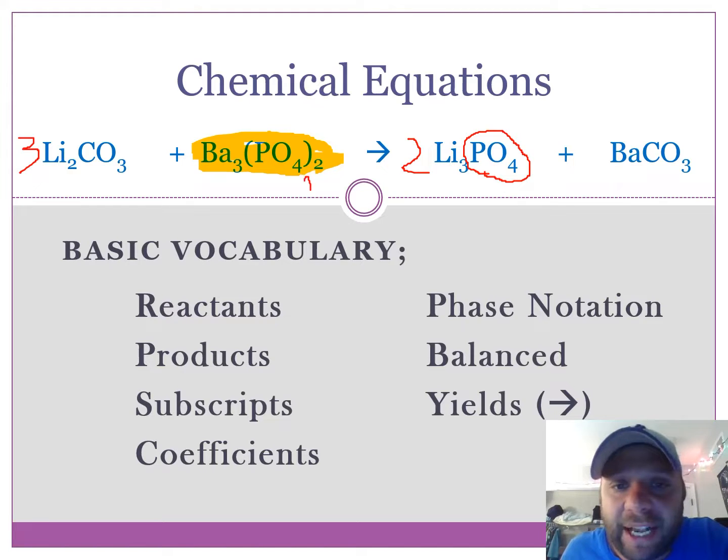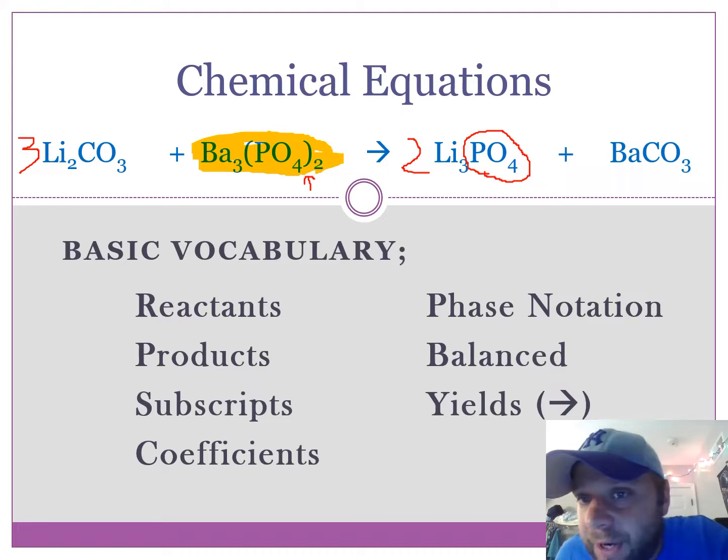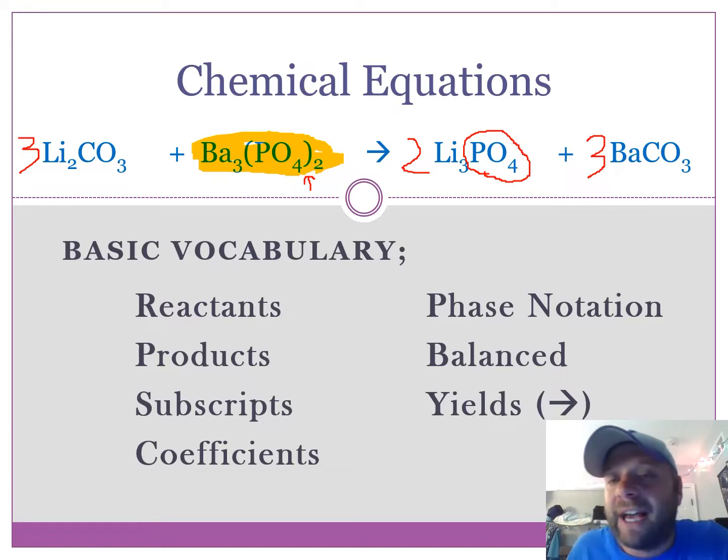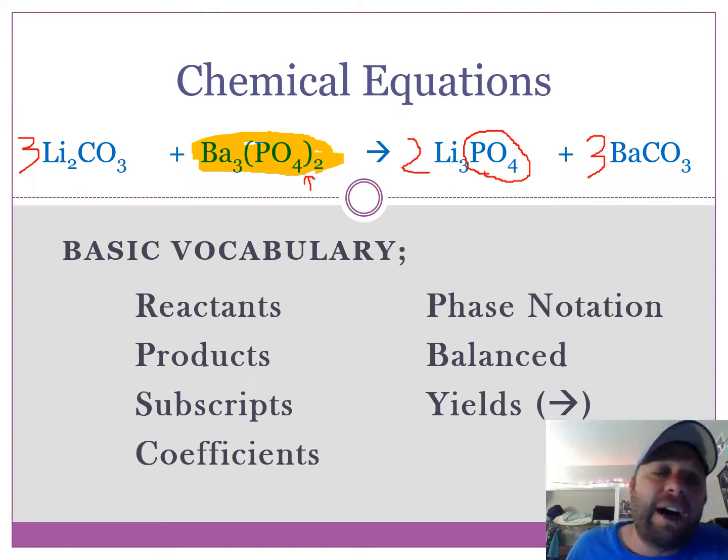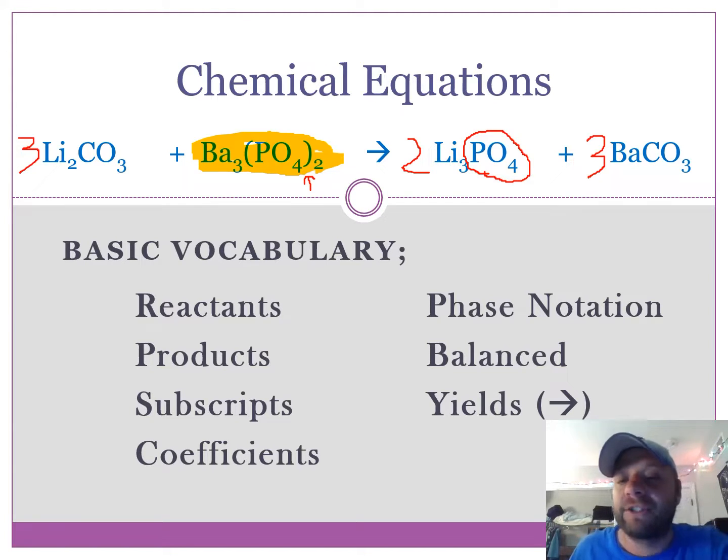Remember, that's a good sign when it already lines up ahead of time. That usually means you're doing something right. And now I've got 3 bariums, and I only have 1 on this side, so I put a 3 in front of it. Now that gives me 3 carbonates as well, and I already have those 3 carbonates here, so woohoo, we got her. Next slide, please.